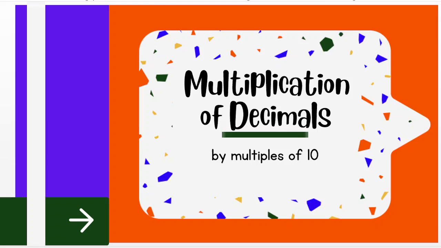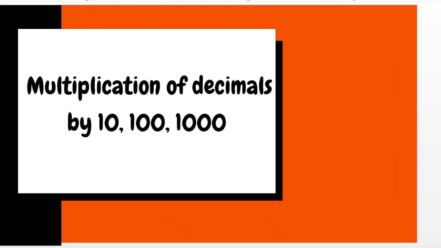How are you today? So in today's video, we want to look at multiplication of decimals by multiples of 10. In the last video, we looked at multiplication of whole numbers by multiples of 10. But today we're going to be looking at decimals. So before we move to multiples of 10, we have to look at how we multiply decimals by powers of 10: 10, 100, and 1000. So that's what we're going to start with before we move to multiplying decimals by multiples of 10. All right, so let's get started.